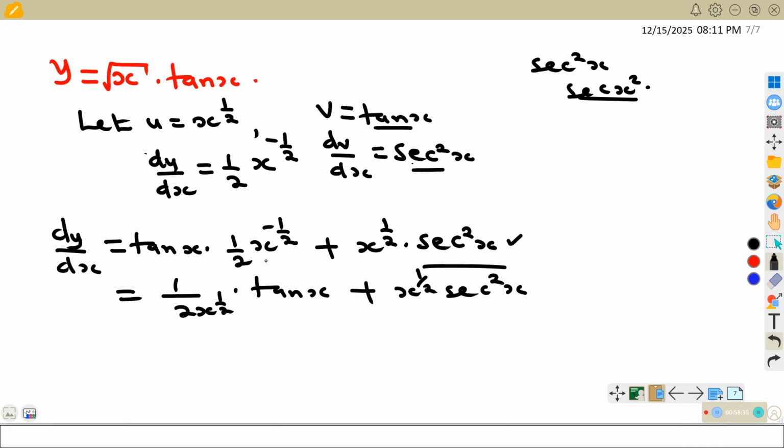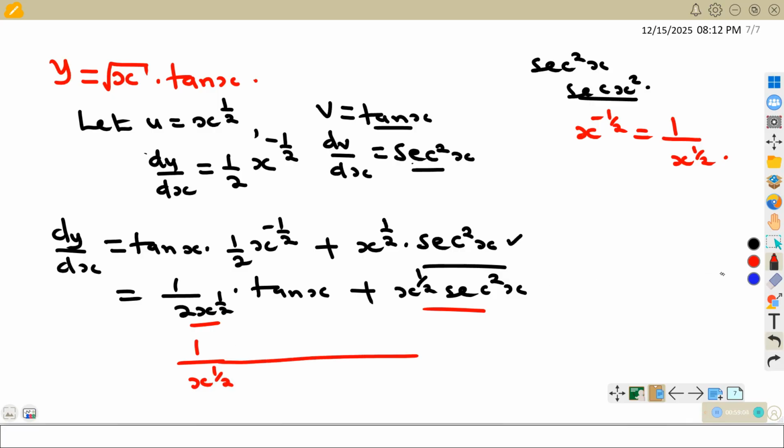When you put this one in the denominator, you should be able to recall some of the properties of indices. If you have x to power negative a half, this can be written as 1 upon x to power half. So from here, you can get the LCM such that you have 1 upon x to power half out. You can have it in the LCM to avoid the confusion. Actually, the LCM is 2x to power half.